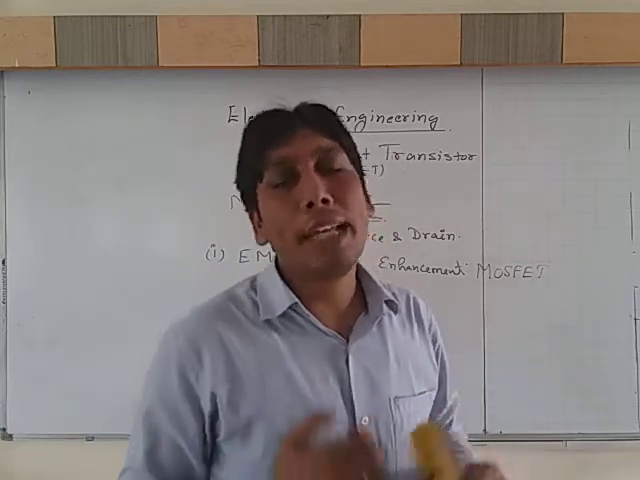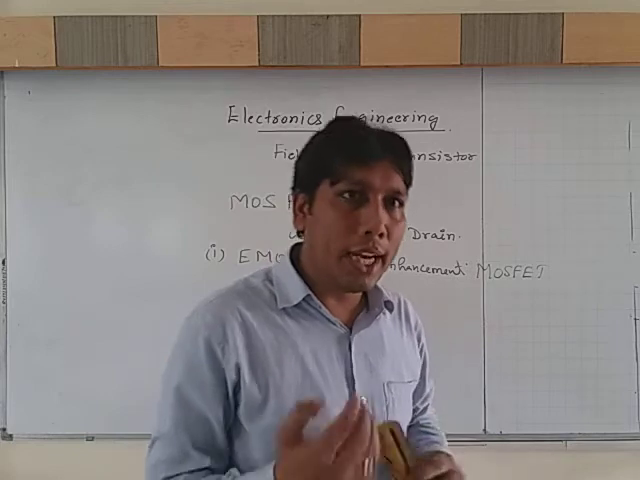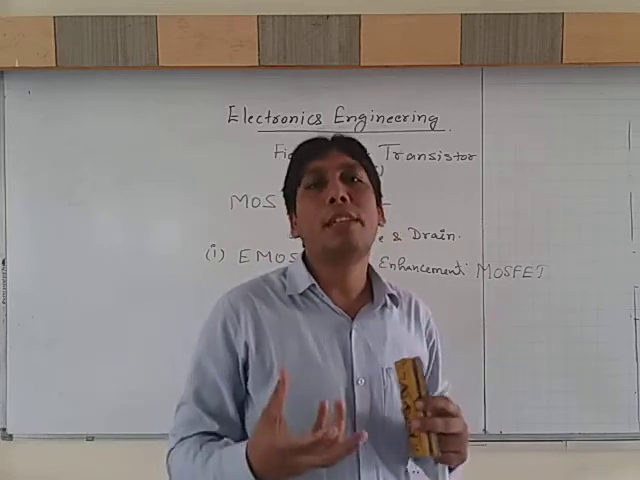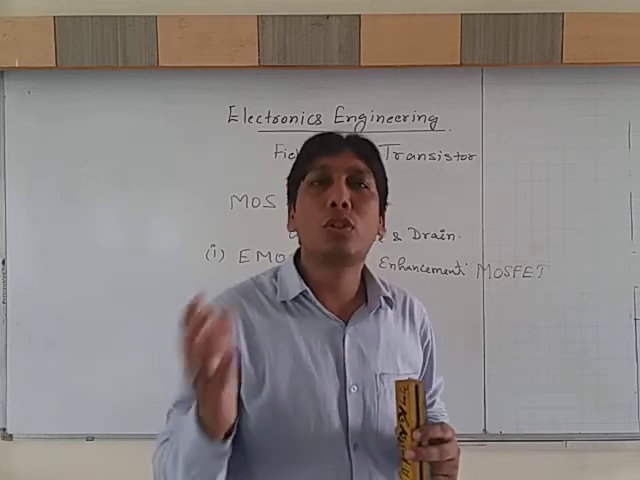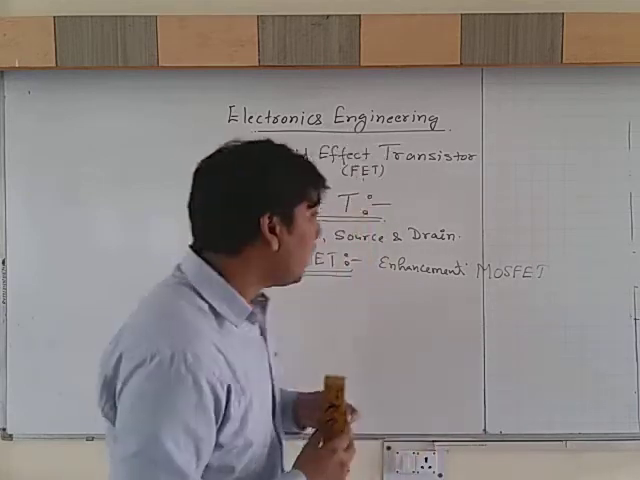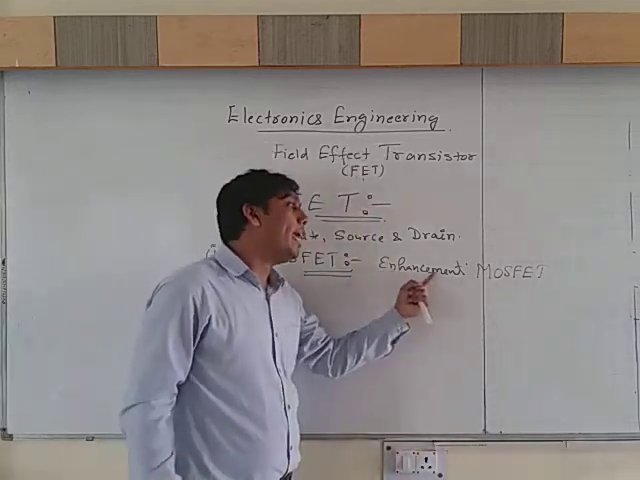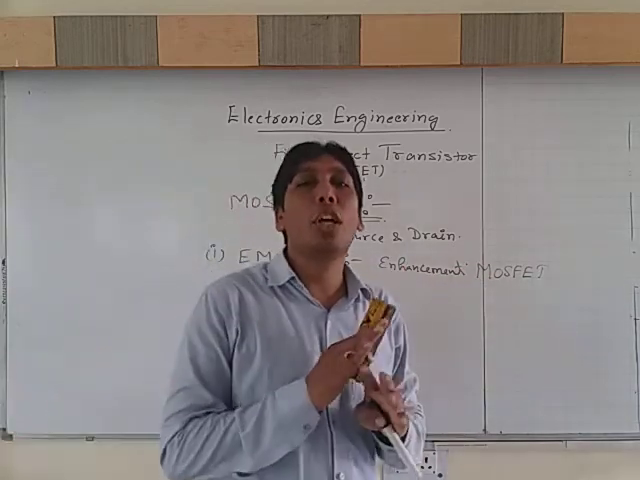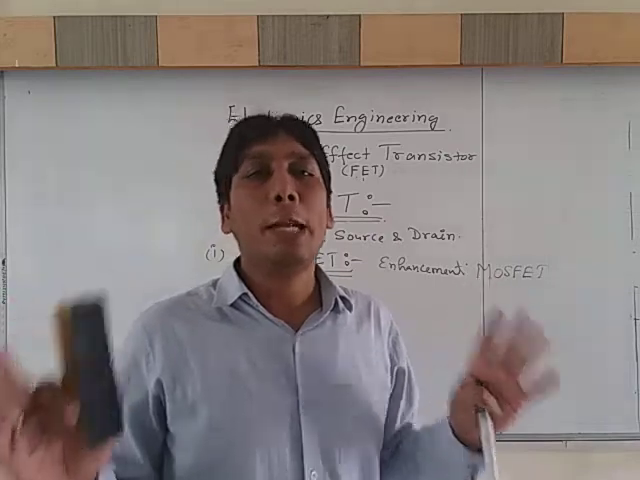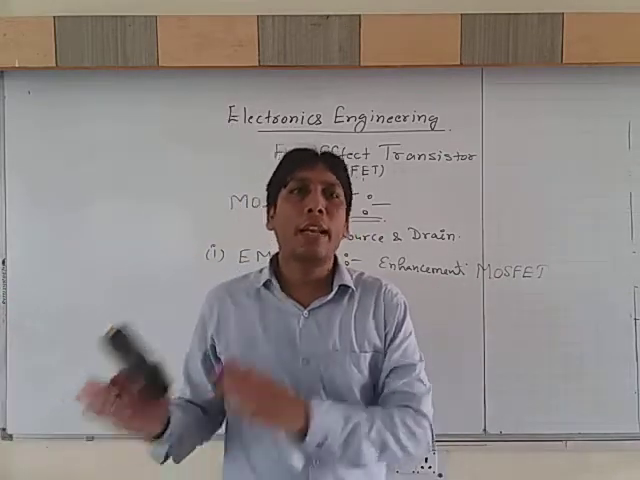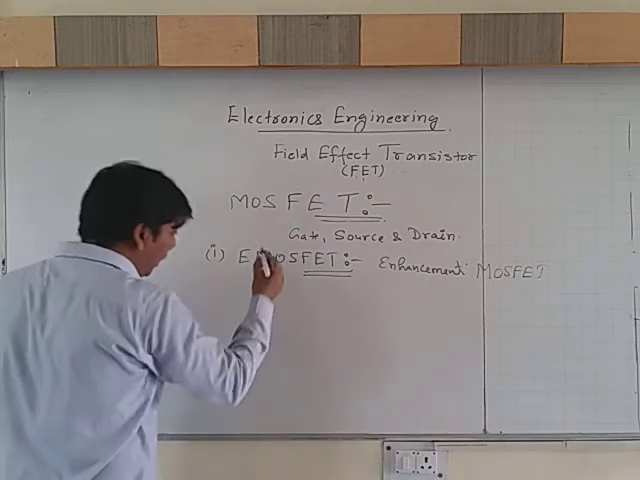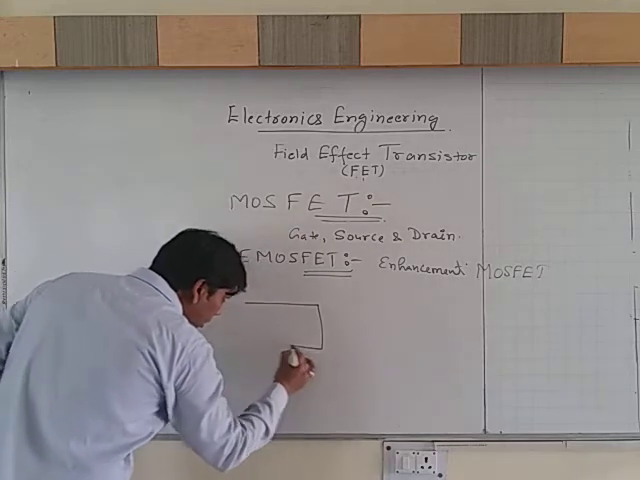We just apply the voltage at gate and induce or increase the channel in between source and drain. That's why it is given the name enhancement MOSFET. That means at the manufacturing time there is no channel available in between drain and source. The construction of the eMOSFET is like this.